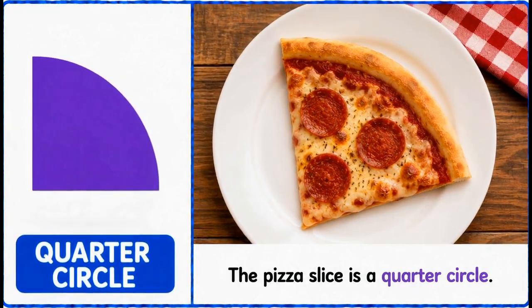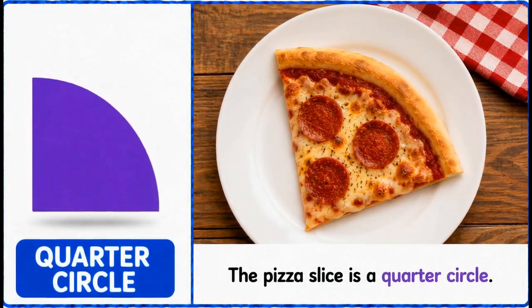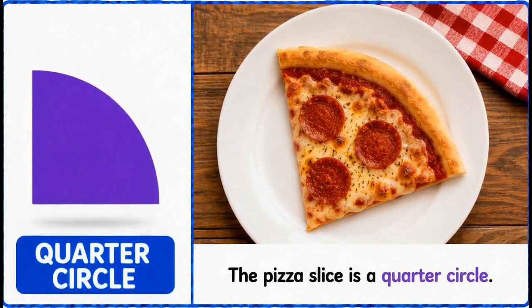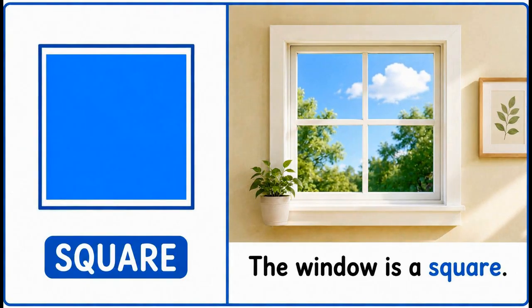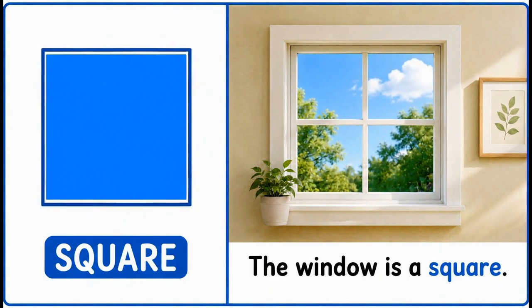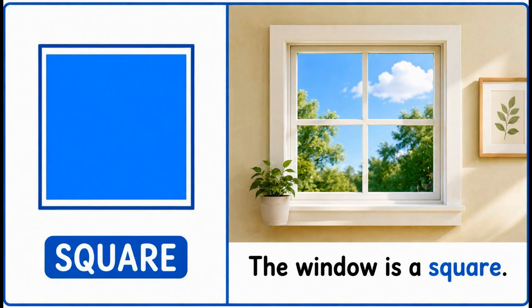Quarter circle. The pizza slice is a quarter circle. Square. The window is a square.